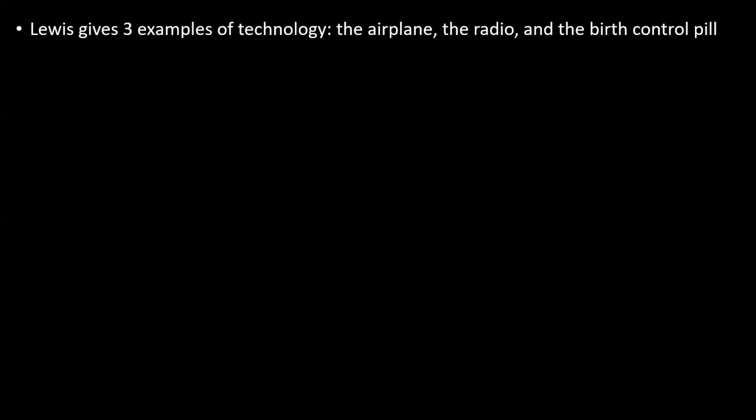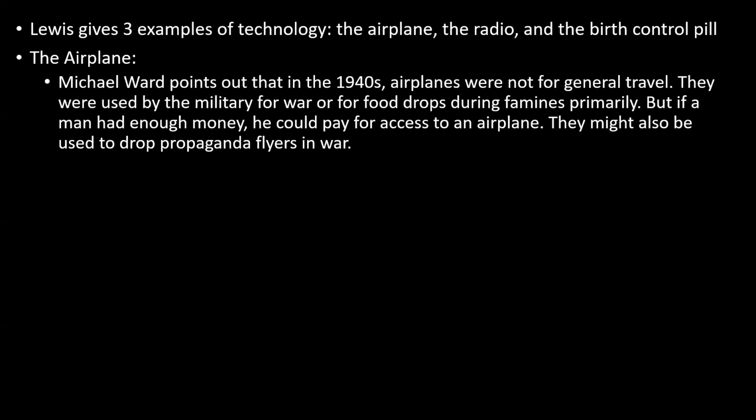And then C.S. Lewis is going to give 3 examples of technology in this chapter: the airplane, the radio, which he calls the wireless, and then the birth control pill. I'm just going to talk about the first 2, the airplane and the radio, primarily, just to emphasize the point he's trying to make.